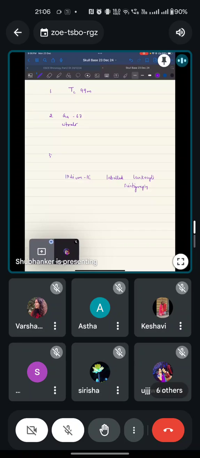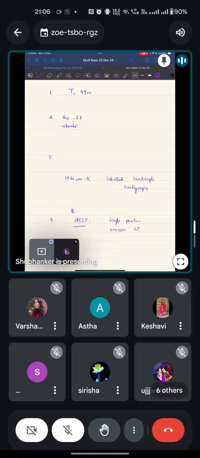And after this the fourth one will be SPECT. The full form of SPECT is also an individual question in itself. It stands for single photon emission computed tomography. Okay, so we'll just see one point for each of them. Please remember the full form of technetium 99 scan.